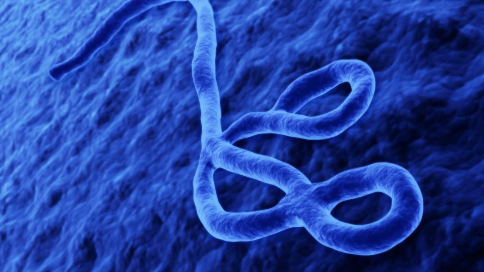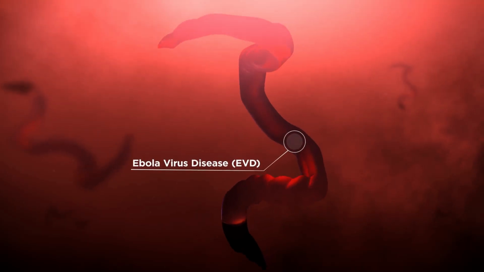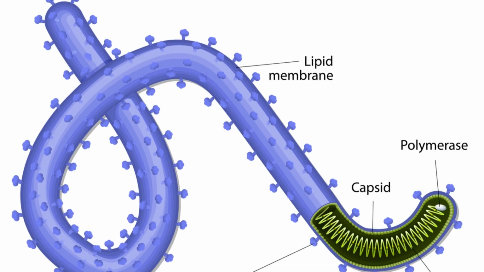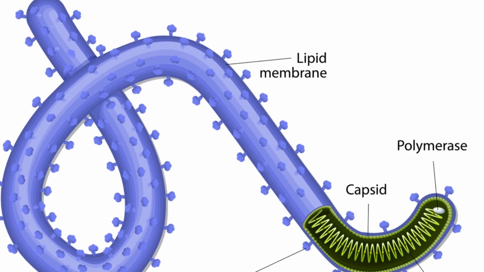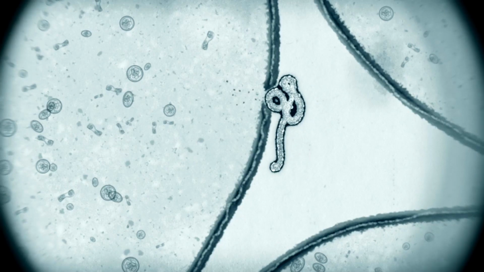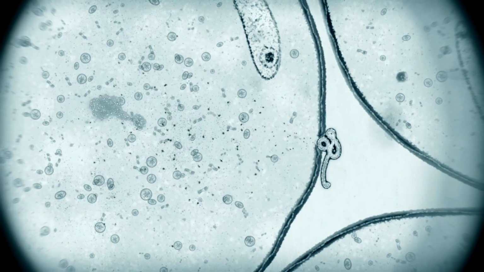So how does Ebola hijack a cell? It uses its glycoprotein spikes, GP1 and GP2, to latch onto host cell receptors like NPC1 and co-receptors such as TIM1 or DC-SIGN. Once attached, the virus fuses its envelope with the cell membrane, slipping its nucleocapsid into the cytoplasm.